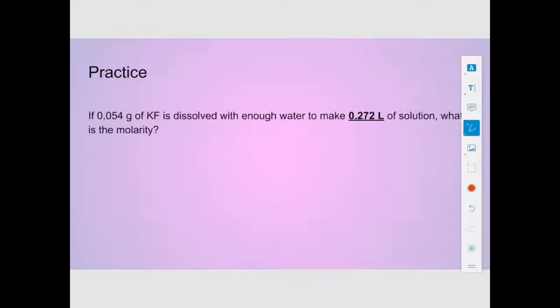So hopefully you've already given it a shot here, but let's go ahead and go through this. I'm not going to take too much time here. K and F, first we find our molar mass. Potassium is 39.10. Fluorine is 19.00. We add those up and we get 58.1. That's step number 1.